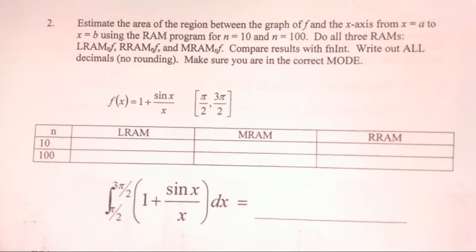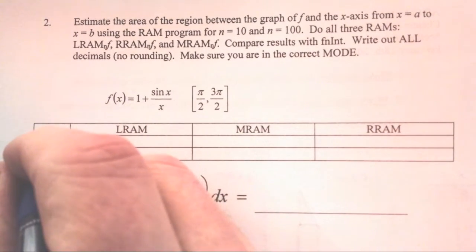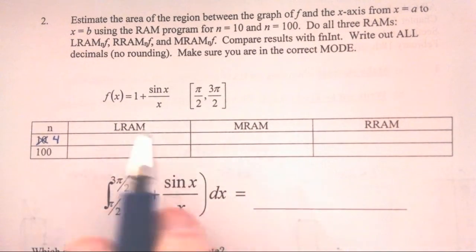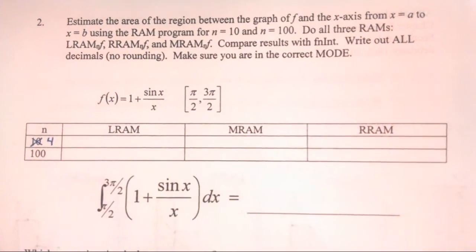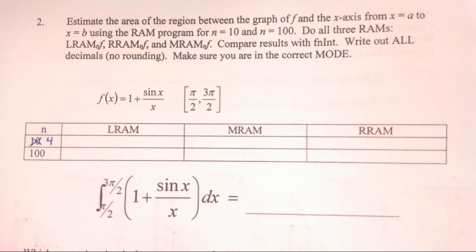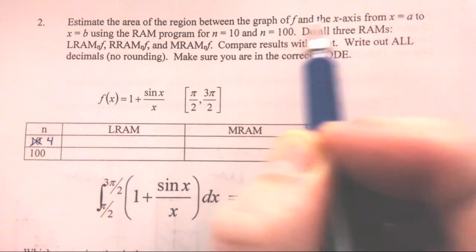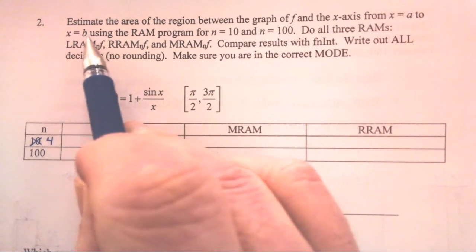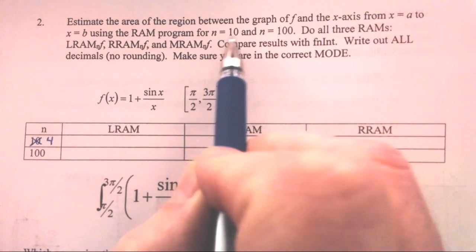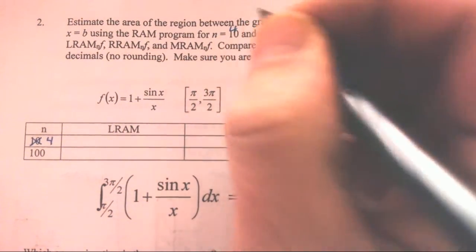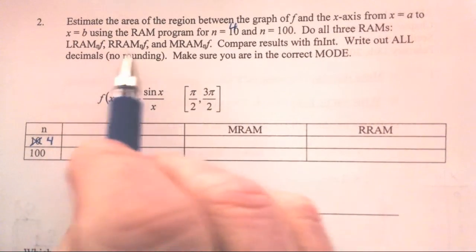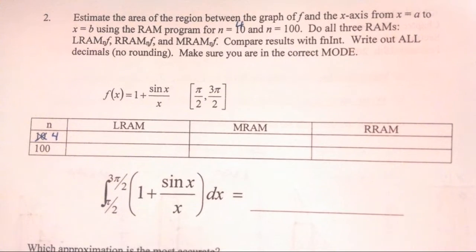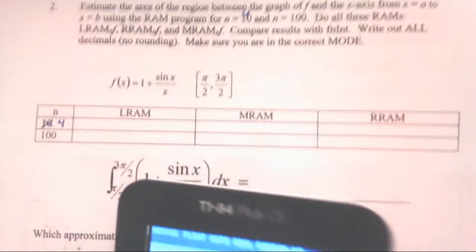Number 2, I think just for the interest of seeing what's going on with this, I'm going to change this to 4. It might be 4, it might be 10 on your test, but I just kind of want to show what's going on with our estimations here. Estimate the area of the region between the graph of f and the x-axis, from x equals a to x equals b, by using the RAM program for n equals 10 and 100. We're going to use 4. Do all 3 RAMs, LRAM, MRAM, RRAM, compare and find results. Write out all decimals, no rounding. Make sure you're in the correct mode.